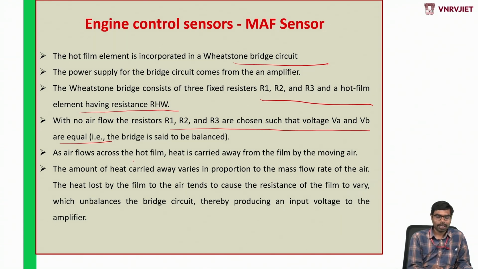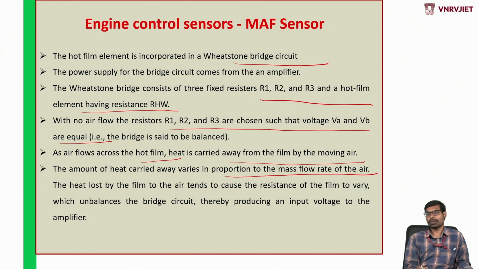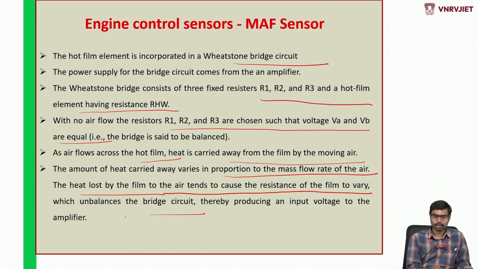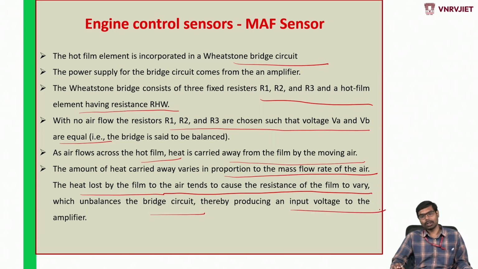As air flows across the hot film, heat is carried away from the film by the moving air. Because of the temperature difference between the hot film structure and the moving air, some amount of heat is carried away by the air from the hot film structure. The amount of heat carried varies in proportion to the mass airflow rate or volume flow rate. If more air is flowing, more heat will be carried away, so a larger temperature drop occurs. The heat lost by the film causes the resistance of the film to vary, which unbalances the circuit, thereby producing the input voltage to the amplifier.